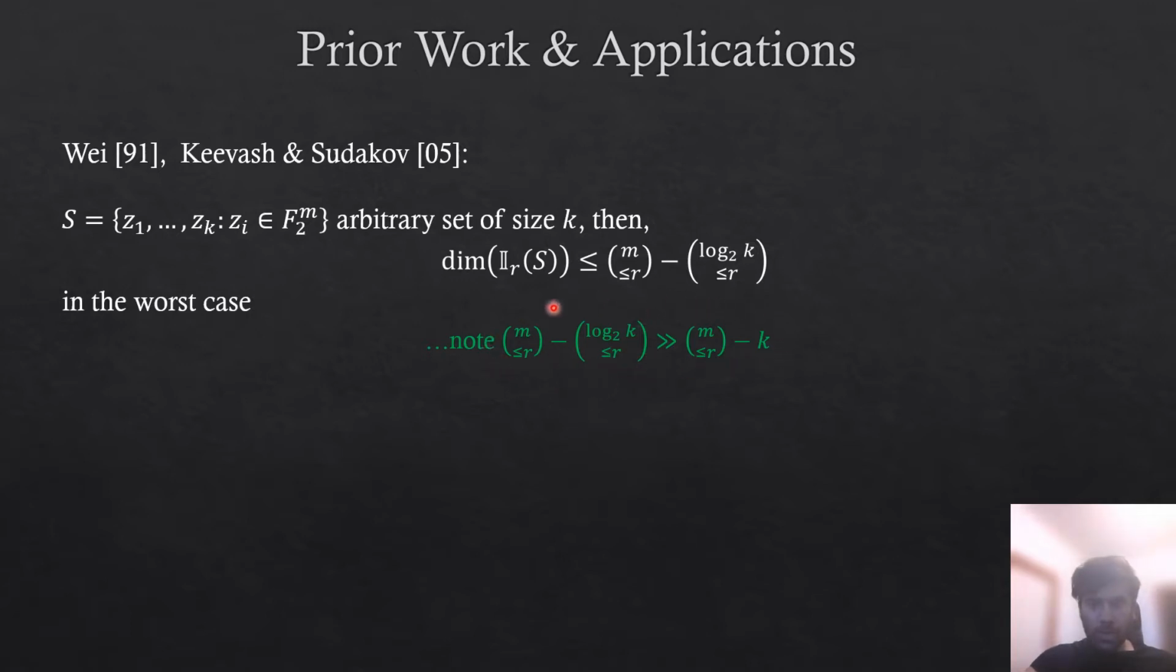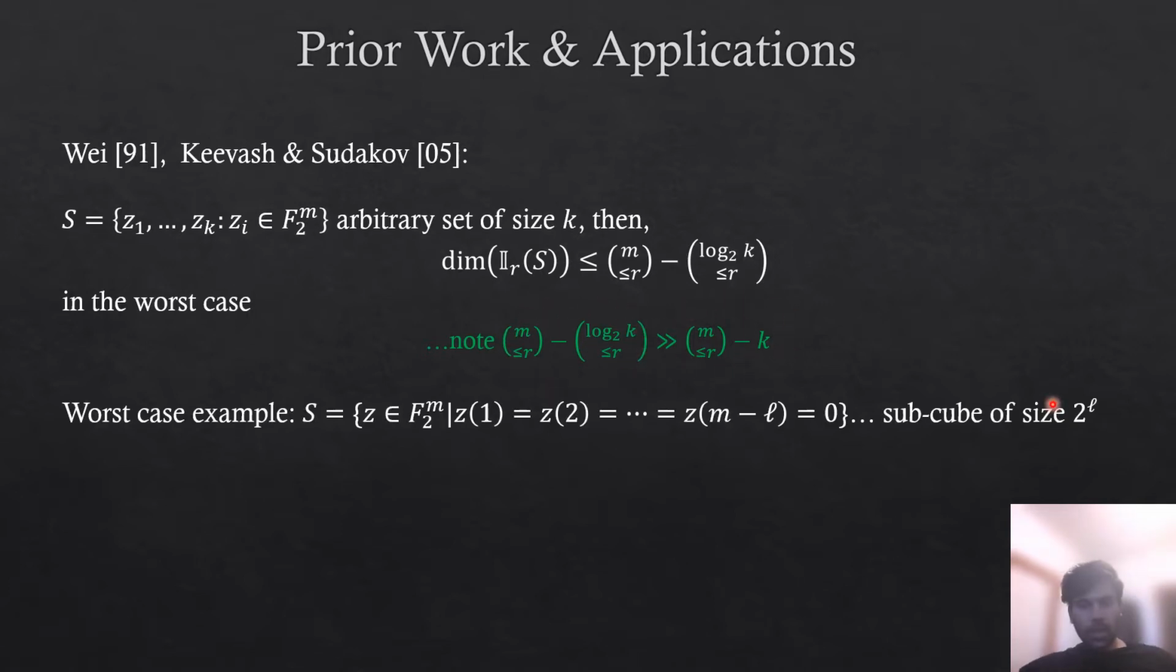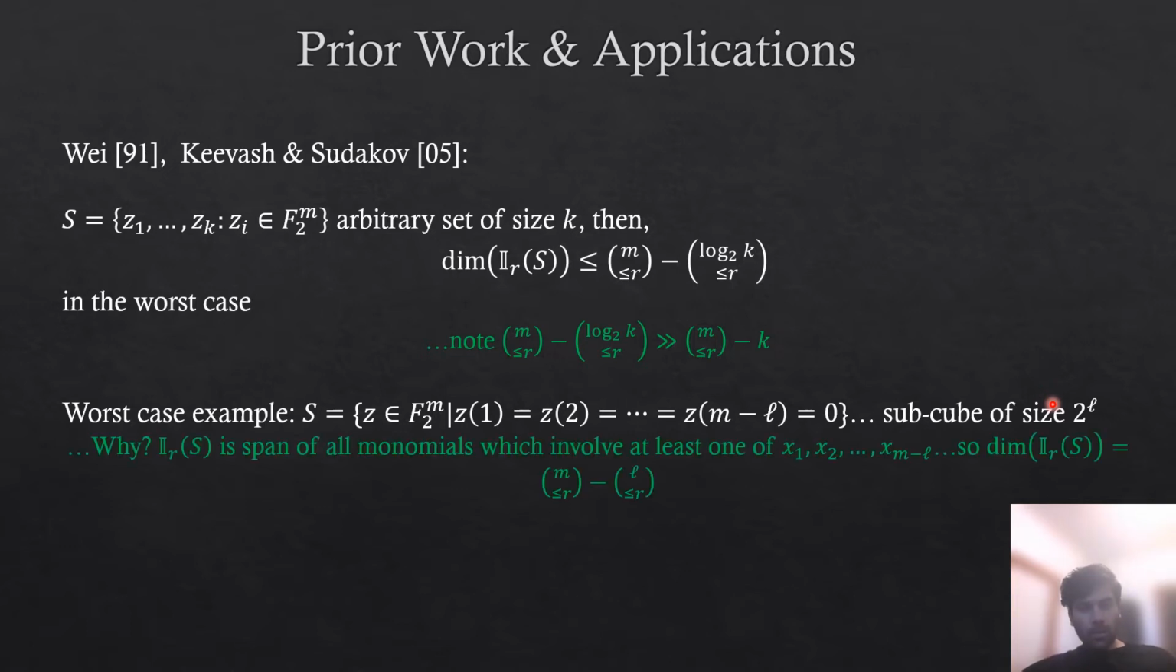So in the worst case, the upper bound on the dimension is much larger than what happens for a random set, right? And the worst case example to see the tightness of this bound is actually not too difficult. A subcube of size 2 to the L is the tight example. So let's consider a subcube in which the first M minus L coordinates are 0. So we can easily see here that I(R,S), that is the set of all polynomials that vanish on S and are of degree at most R.